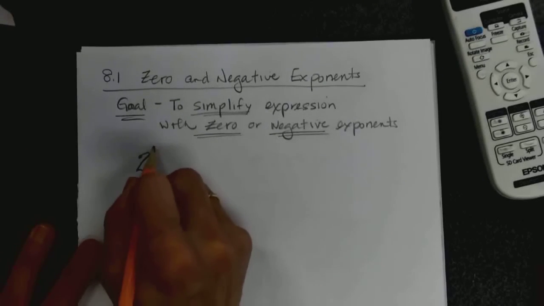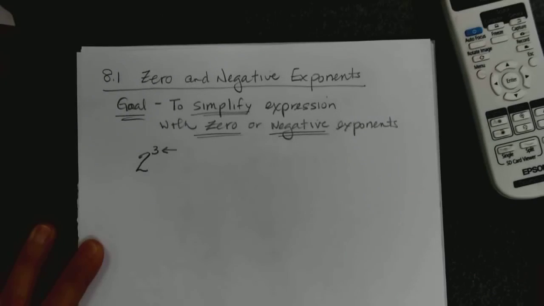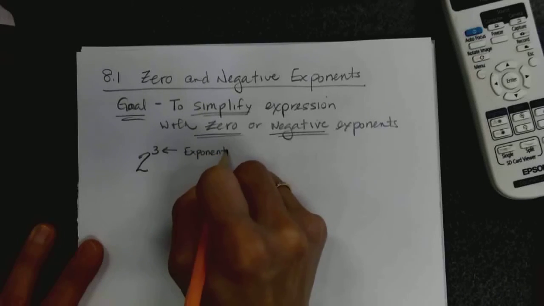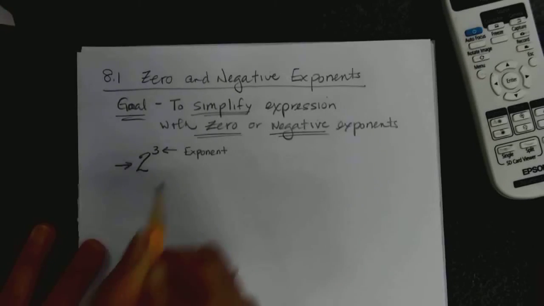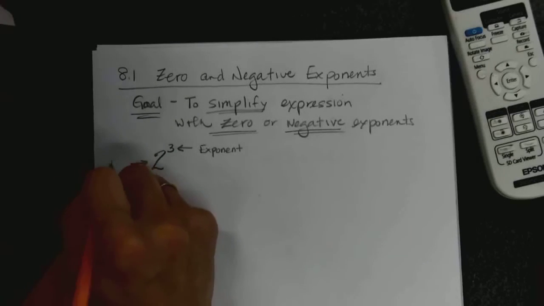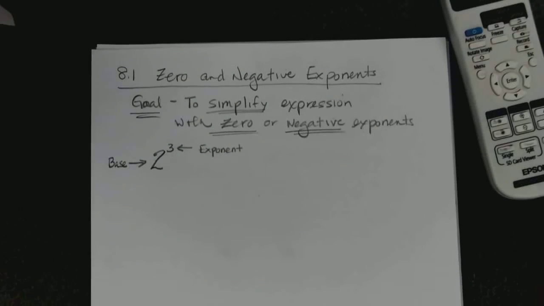So can somebody tell me what this number is called? Exponents. We know that. Then what is that number called? Base. Thank you. That is your base. So the base is the number that you multiply by itself as many times as the exponent says, okay?